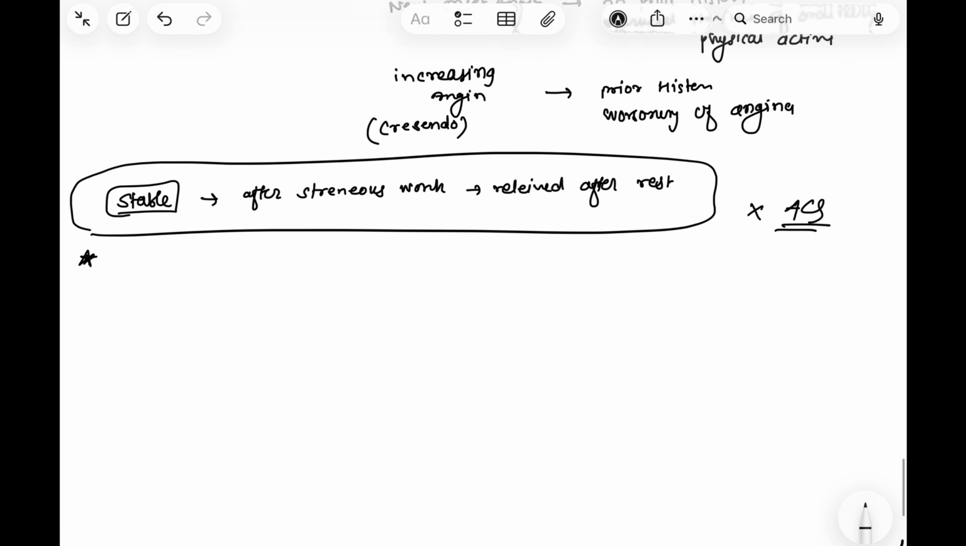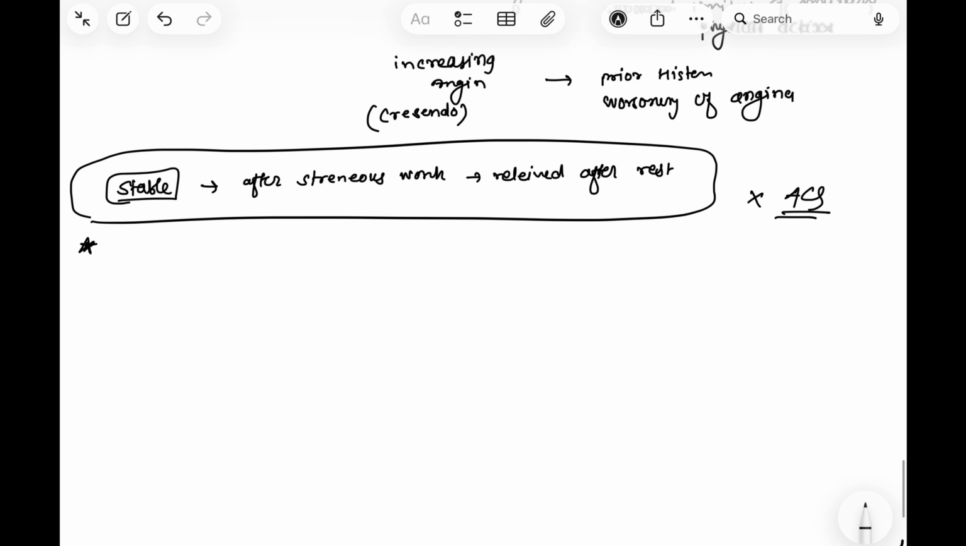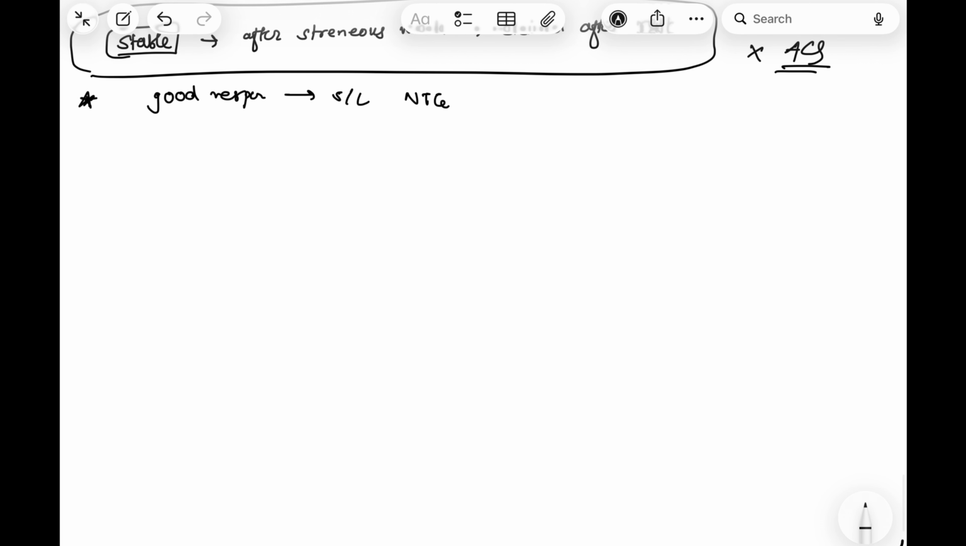So as we said, these are the types of unstable angina. Unstable angina gives a very good response to sublingual NTG or oral NTG. Then what are the investigations that we can do in unstable angina? The first one, we will do ECG, and ECG might be inconclusive, right? So we also go for troponins, that is, biomarkers, and these biomarkers are negative. The third one is echo to find out whether there is any hypokinesia.